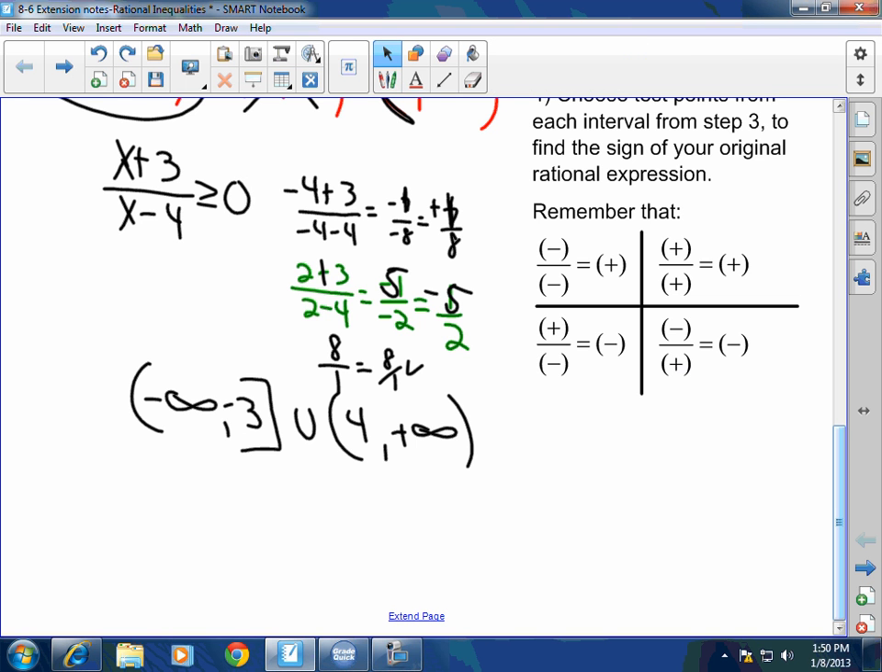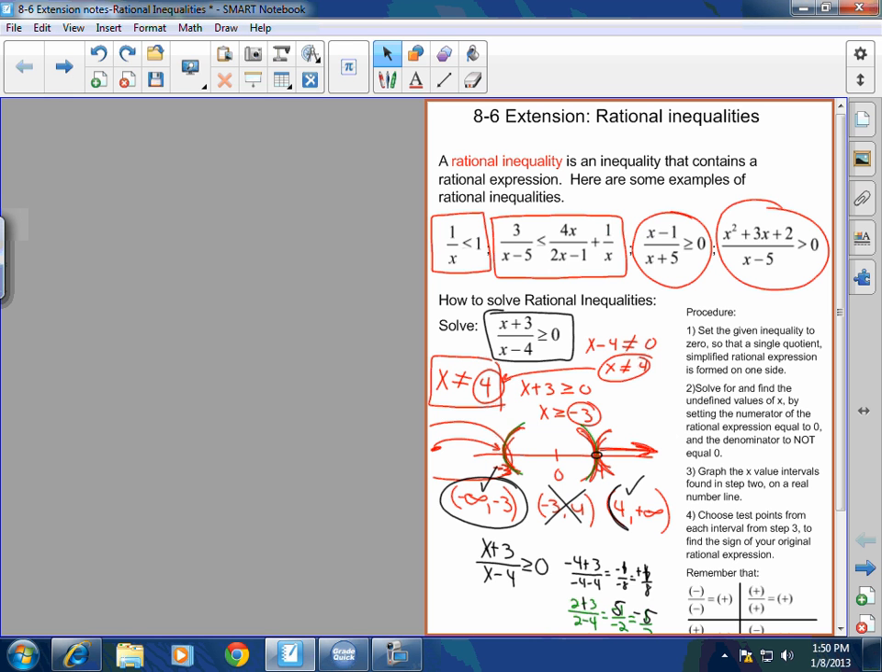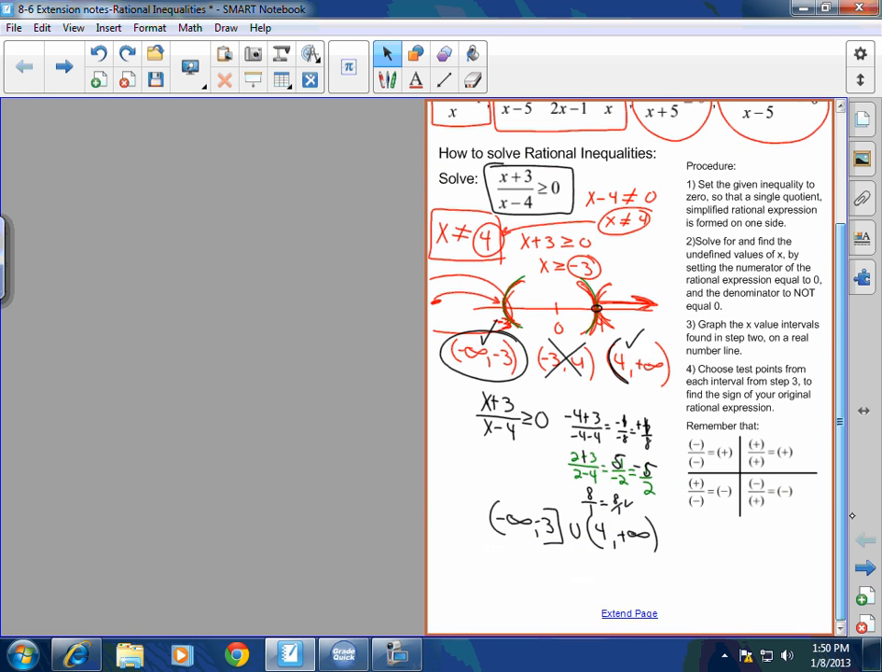Now, I promise you, this is all we're going to do today. There's nothing else to learn. That's what we do. First, find your domain, basically. Find your restriction in the denominator and set your numerator equal to 0. Once you find your two values, you plot those values, find your intervals, and test each interval and make sure that it's the same sign as your original problem.